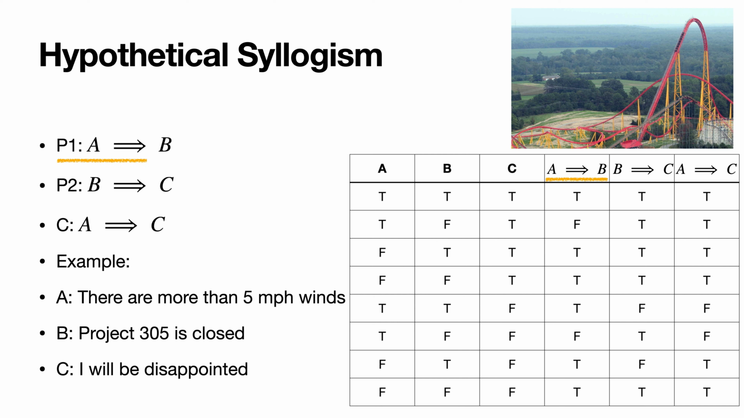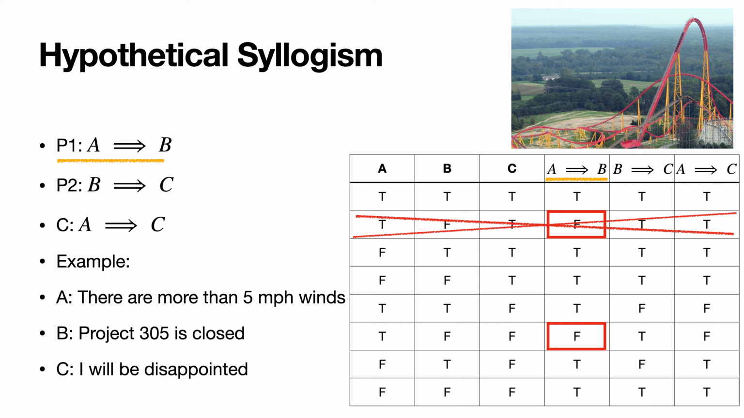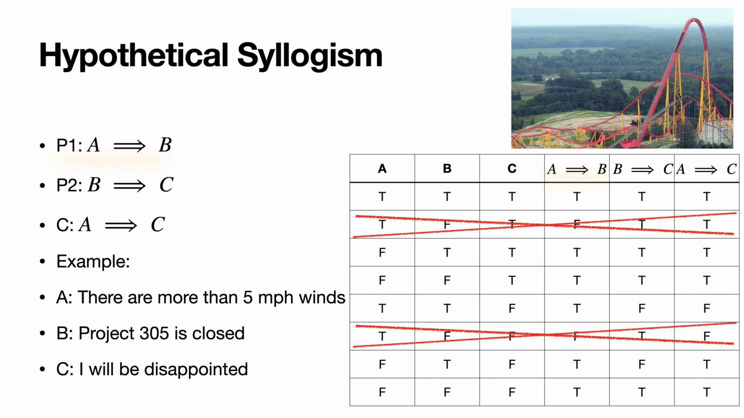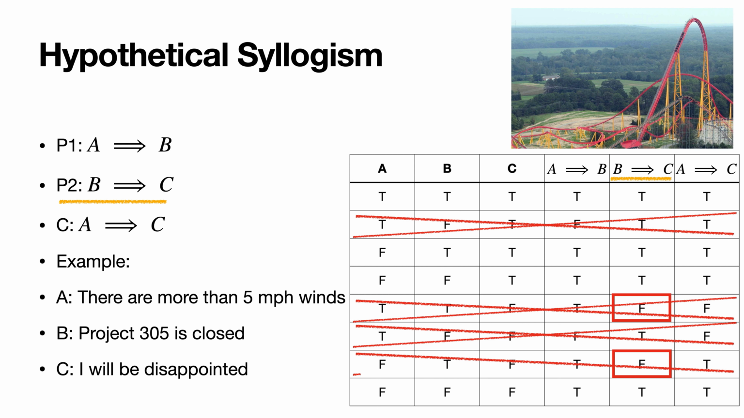So starting out, let's look at A implies B. This is premise 1. It is false on row 2 and looks like row 6. So let's go ahead and X these rows out. Moving on, let's look at premise 2, which says that B implies C. This also needs to be true, so we can cross out any row where it's false because of De Morgan's law. And here we go. This is row 5 and row 7. So let's go ahead and cross those out as well.